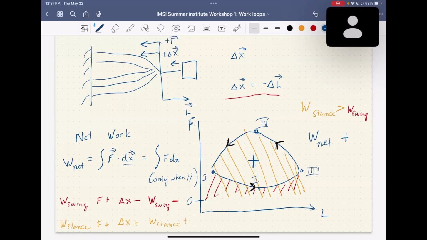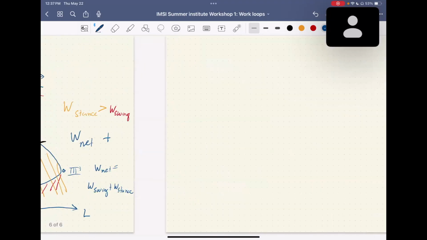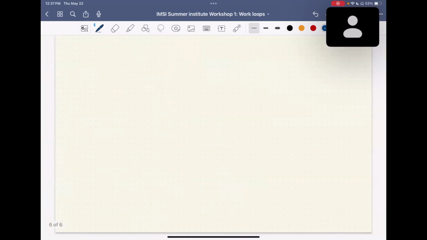So just to summarize, the net work is equal to the sum of the swing work and the stance work. I've done this for terrestrial locomotion. You can, of course, do this for flight and swimming as well. All right, the last thing I want to do is show you the other kinds of work loops that you can have, and then we'll go over to the demo.